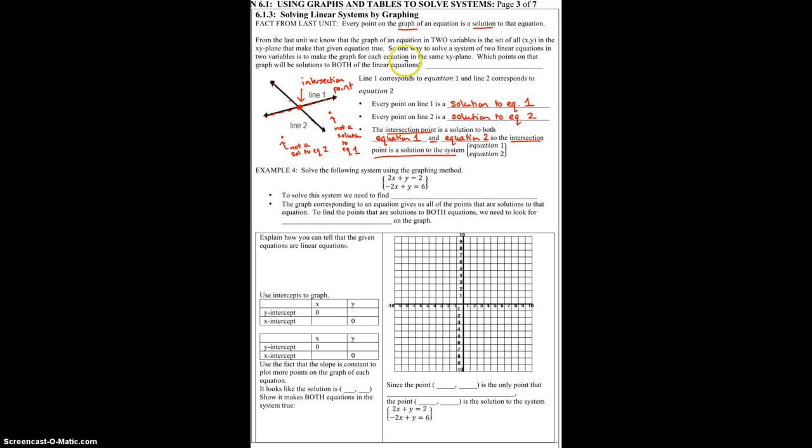So once we make our graph in the same xy plane, which points on the graph will be solutions to both of the linear equations? We're looking for the intersection point.